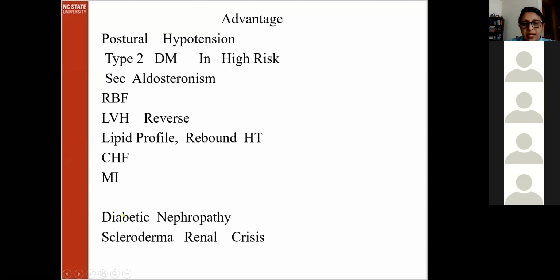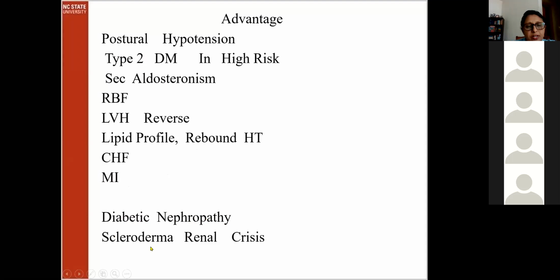Diabetes mellitus means diabetic nephropathy. If diabetic people have hypertension or they have diabetic nephropathy, we can use this ACE inhibitor. It is very important, especially in patients with diabetes mellitus. It is ideal to start this ACE inhibitor.